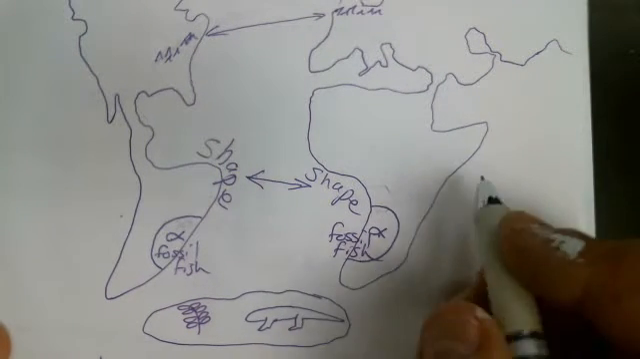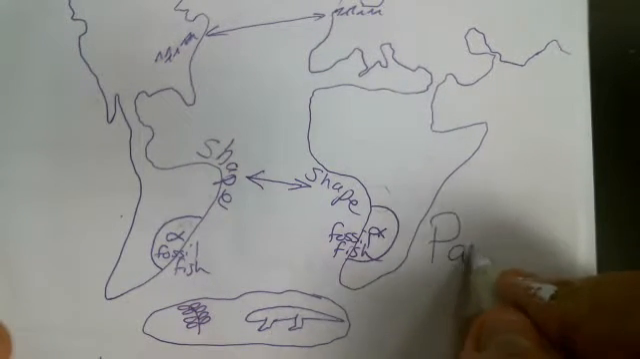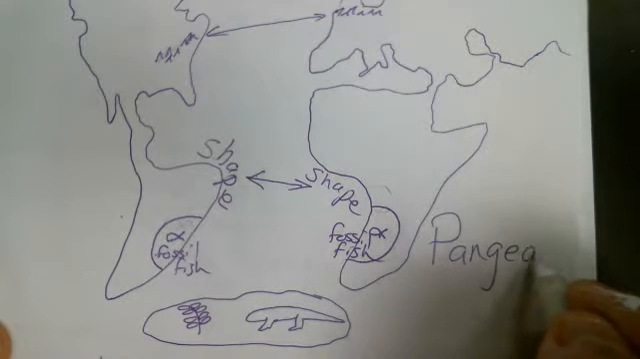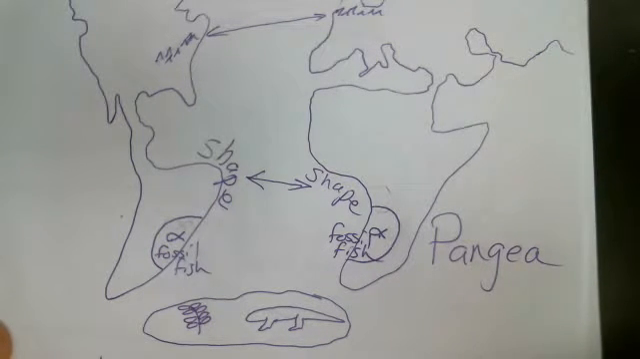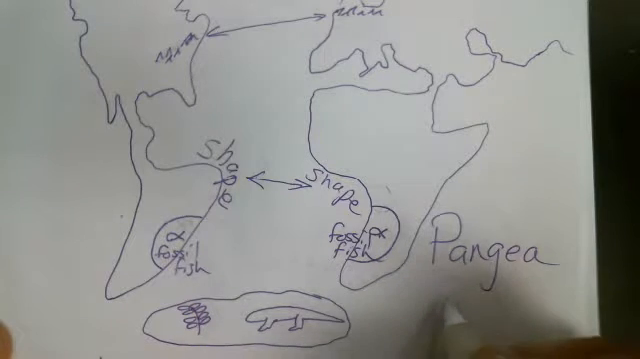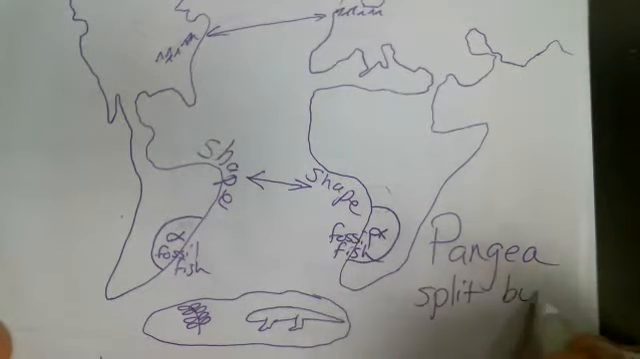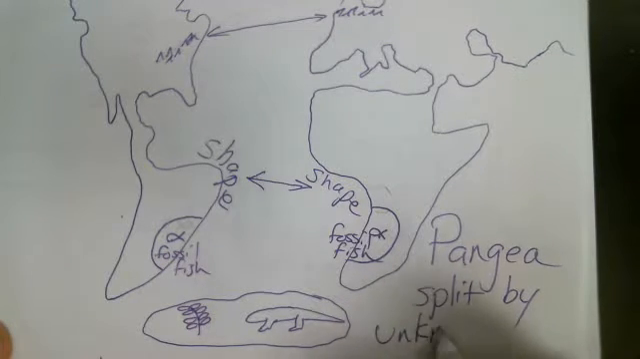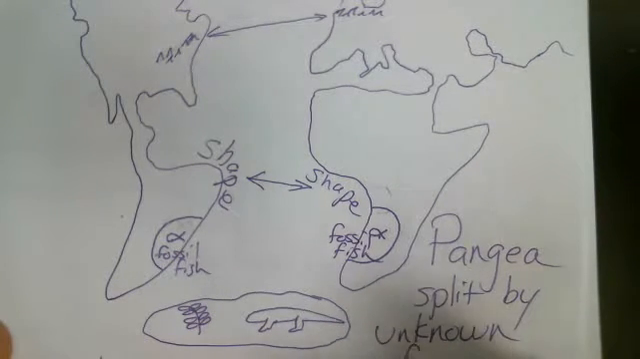Okay, off to the side here, what I want you to write down is the word Pangaea. That is the name that Wegener gave the one giant supercontinent when all of these lands were connected. And let's write those sentences. Pangaea split by unknown forces.